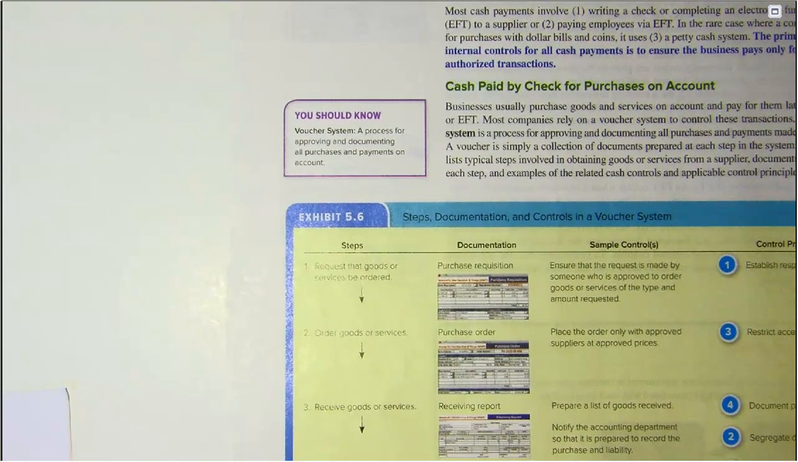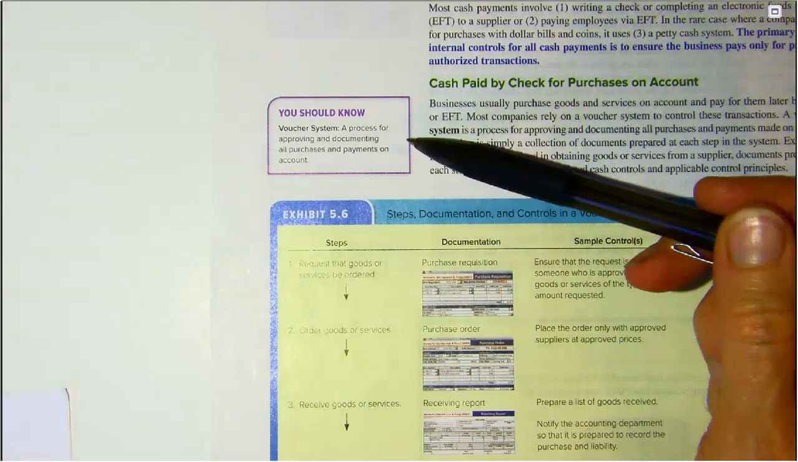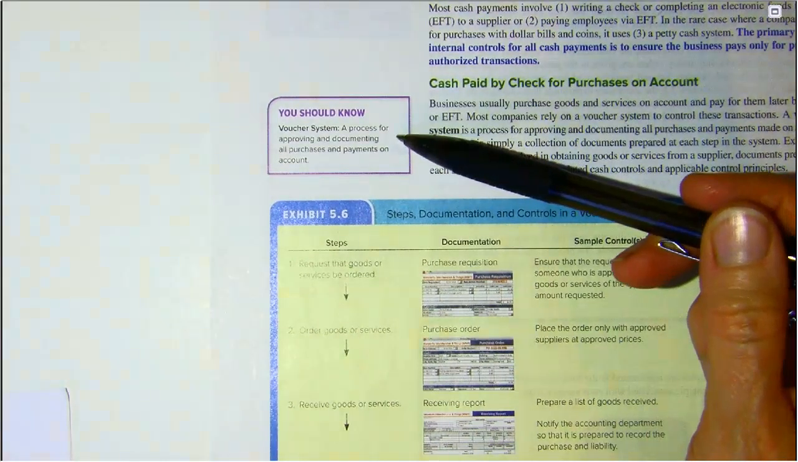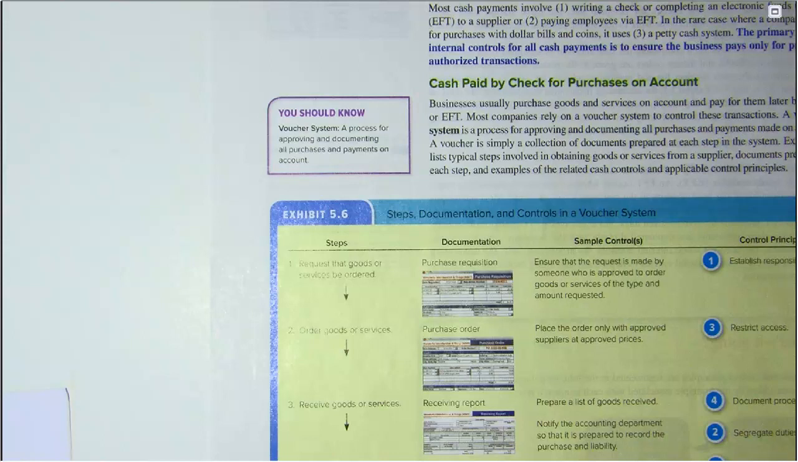So when a business is small, they're not going to be able to use this complicated voucher system, a process for approving and documenting all purchases and payments on account, simply because they wouldn't have enough money to pay all of these employees. So a sole proprietorship or a smaller business would have the manager or business owner be the person to perform a lot of these tasks.